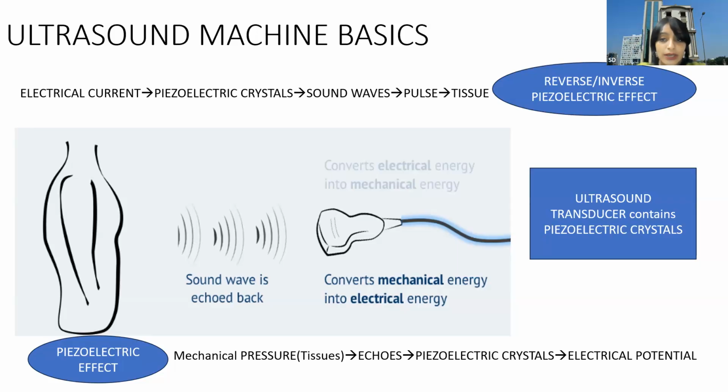So one is the piezoelectric effect. First is the reverse piezoelectric effect, or the inverse piezoelectric effect, where electrical energy is transformed into mechanical energy. And the piezoelectric effect is the mechanical pressure generated in the tissues that forms echoes, and these echoes are transformed into electrical potential energy.